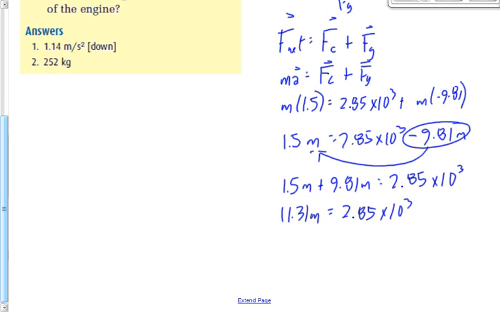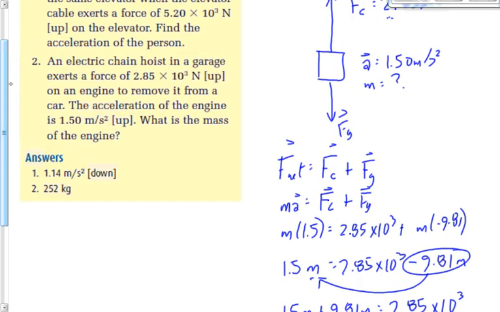Now we're going to take this over, so 11.31 over by dividing, and when we do that, M works out to be 252 kilograms. Should be 3 digits, because if you go back to your original data, 3 digits, and then of course the 9.81 is also 3 digits. Good?